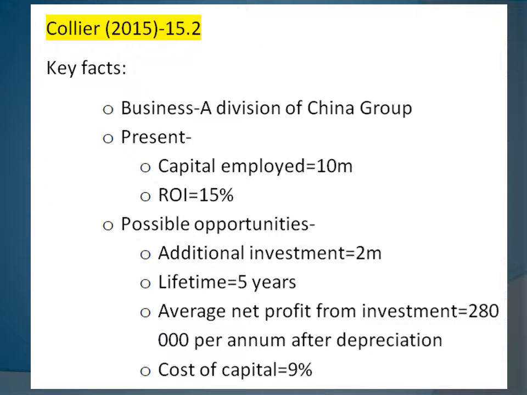Considering the other activity, the business we are considering is a division of the China group. The present situation is that the capital employed is 10 million and the return on investment is 15%. Possible opportunities are 2 million worth of additional investment with a lifetime of 5 years, an average net profit from the investment of 280,000 per annum after depreciation, and a cost of capital of 9%.